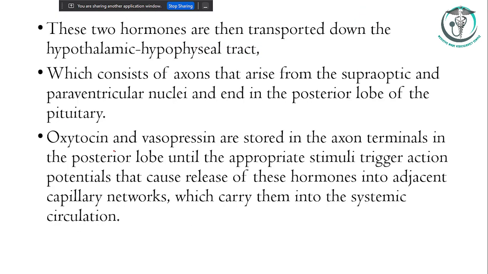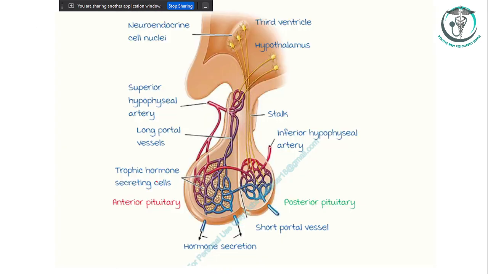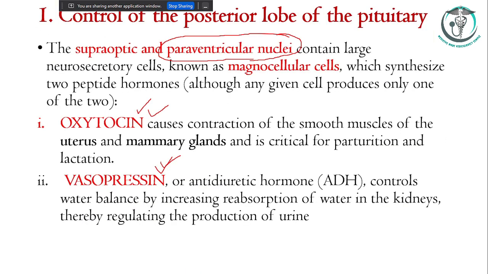So this is a beautiful diagram. Because we are talking about the posterior pituitary gland, the hormones found here are oxytocin and vasopressin, or ADH. Where are they formed? Where are they manufactured? They are manufactured in the neuroendocrine cell nuclei. What are those neuroendocrine cell nuclei? We said the supraoptic and paraventricular nuclei.